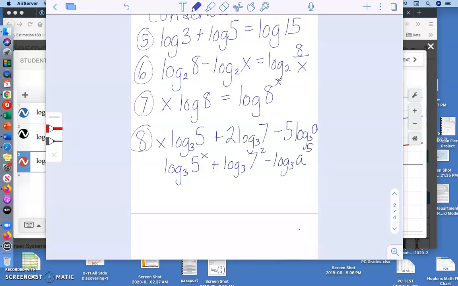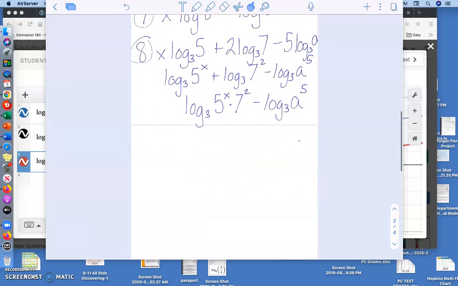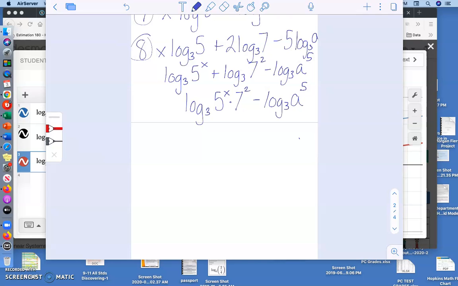And now we read it like a book, left to right. So we take care of our adding first. Adding went to multiplication. So log base 3, 5 to the x times 7 squared, minus log base 3 of a to the 5th. And if you switch 7 squared to 49, that's totally fine. And now we just have minus. Well, minus, we take those parts that are after and rewrite it as a single log with division. So log base 3, 5 to the x times 7 squared divided by a to the 5th.